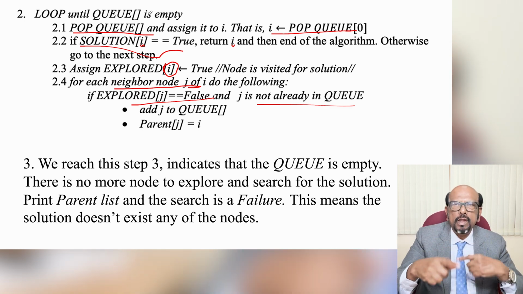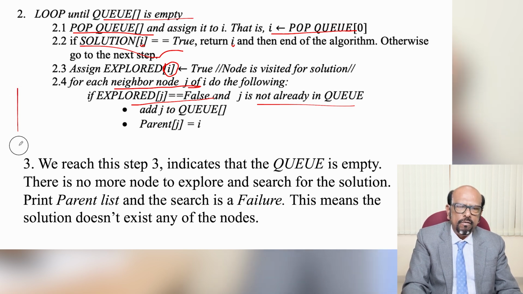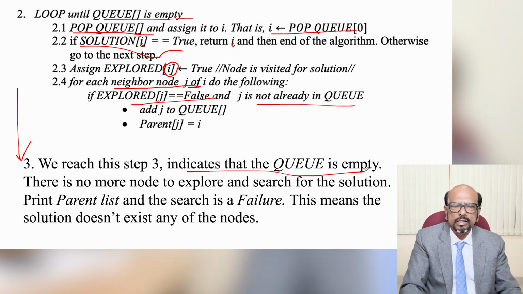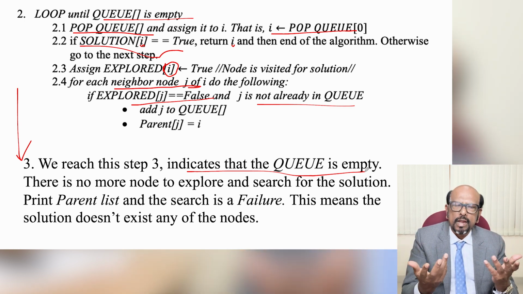If you repeat it again and again, at one point in time the queue becomes empty and then you go to the next step. So we reach the step which indicates that the queue is empty. No more nodes to be explored. So we have reached the end. So that is the detailed algorithm of breadth first search.